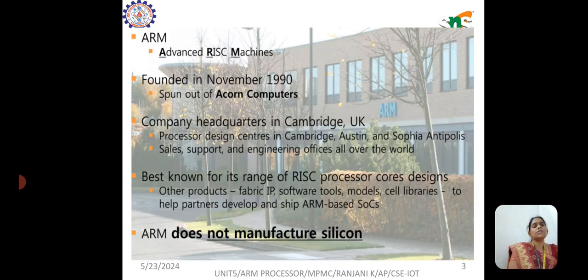So ARM is an Advanced RISC Machine, and it was founded in the 1990s in Cambridge, UK. It is also known as a RISC processor, and it does not manufacture silicon. It is based on load store architecture. It was the first RISC processor for commercial use that came to market, and it has very low power consumption and is cost effective for all embedded system applications.